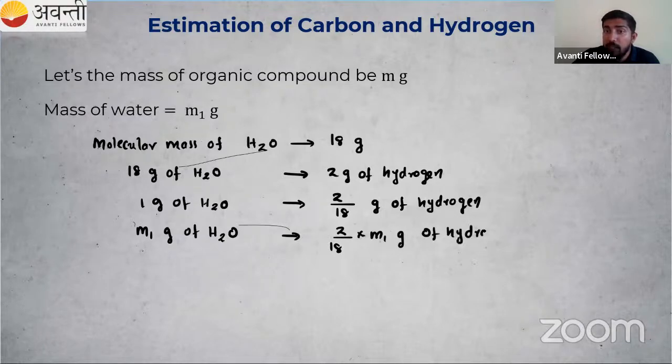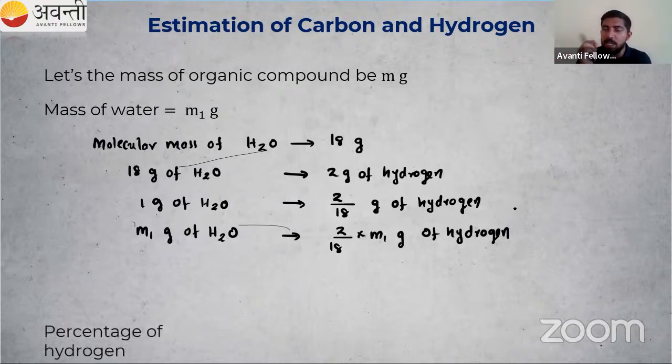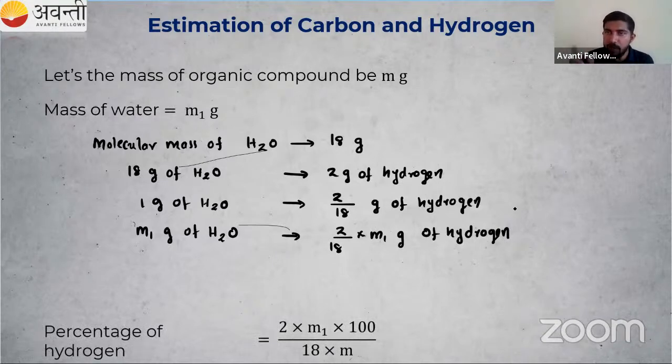Now we have to find the percentage of hydrogen. We know it is the mass of hydrogen divided by the mass of organic compound, then multiplied by 100. How to find that? So the percentage of hydrogen is equal to 2 into M1 divided by 18. Then in the denominator, there is the mass of organic compound, then percentage into 100. So we have found the percentage of carbon and the percentage of hydrogen.